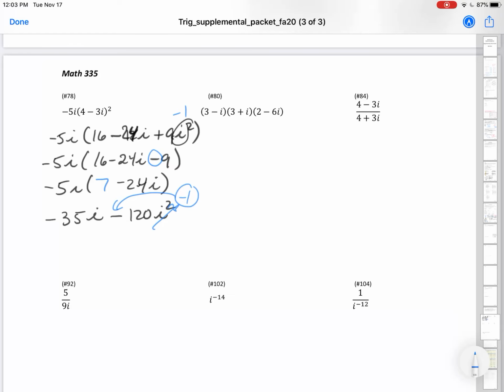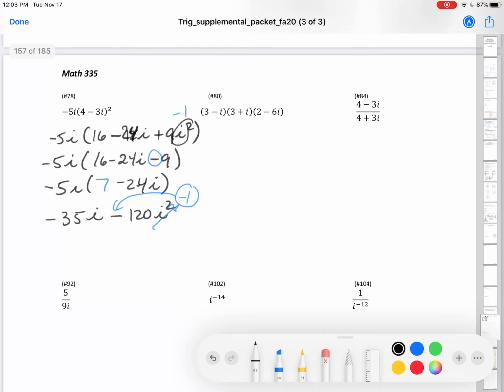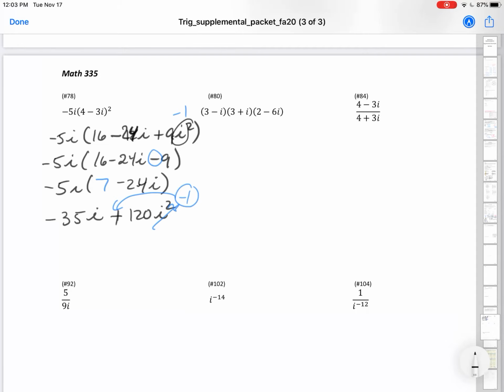Oh, I made a mistake. The mistake that I made was this was a plus 120 coming through. I don't know why I didn't see that before. The negative 5 times 7 is negative 35. Negative 5 times negative 24 is positive 120. So that negative 1 is going to hit the positive sign there. And they'll put it like this. They'll put the real part first, which is negative 120, and the imaginary part second. They'll always put it in the a plus bi format, and I would ask that you do the same.